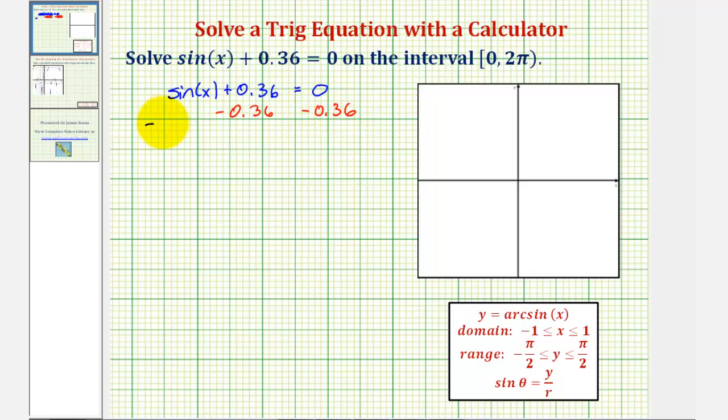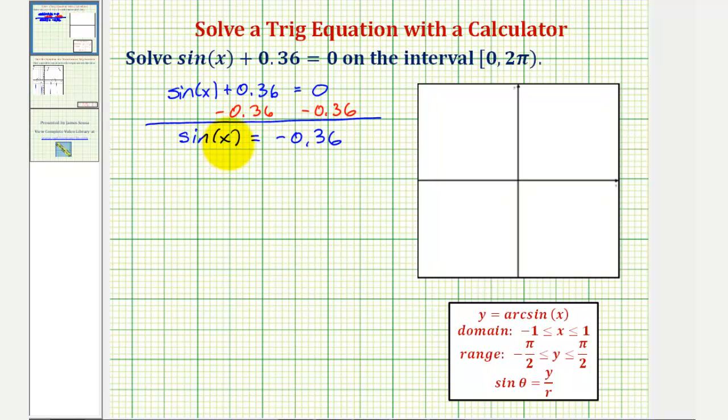So this gives us the equation sine x equals negative 0.36. Now from here, notice how we're looking for angles over this interval that have a sine function value of negative 0.36. We won't be able to find these angles using reference triangles or the unit circle, so we'll have to use the calculator to find our solutions.